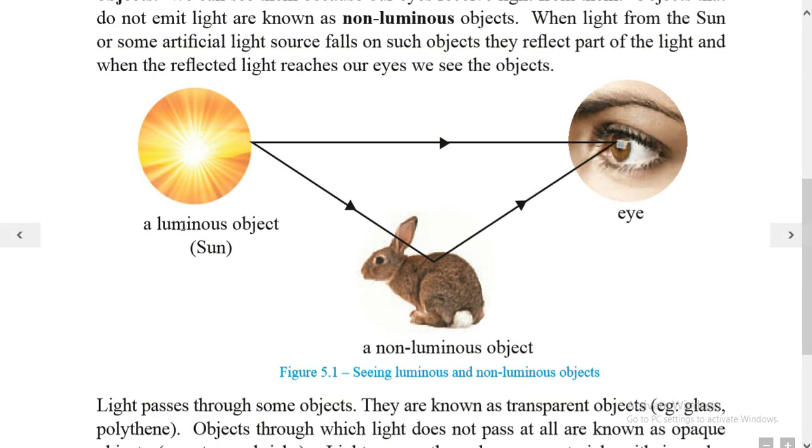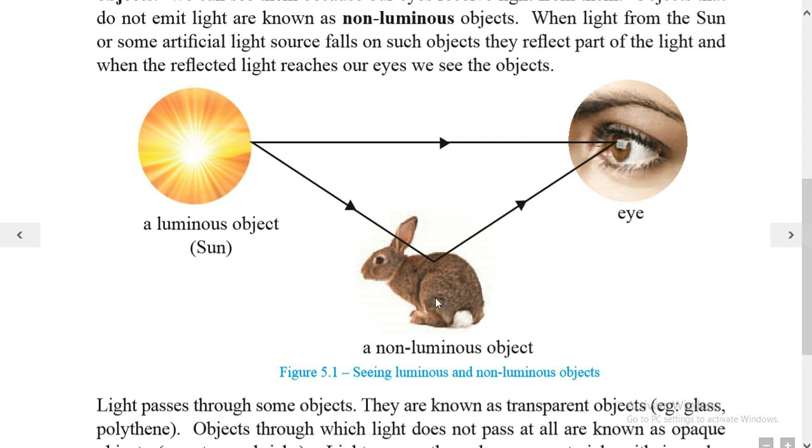The luminous object is the sun, and the non-luminous object is the rabbit. We can see the sun because a light ray coming from the sun reaches our eye directly. Then we can see the sun. Then how can we see the rabbit? The rabbit is a non-luminous object.